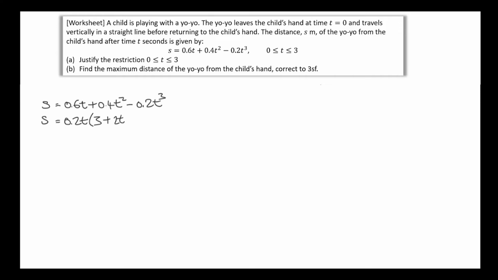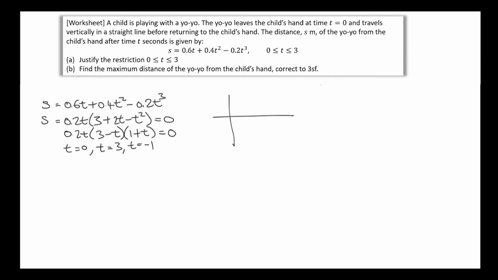So, just going to start by factorizing the expression we have here. I'm taking out 0.2t. That leaves me with 3 plus 2t minus t squared in the bracket. Something I can factorize in my head. We get 3 minus t and 1 plus t as factors. And that leads to some roots. The roots here are t equals 0, t equals 3, t equals negative 1. Okay, so what does this look like on a diagram? Just going to mark off the x-intercepts of these roots, and there's the sketch that I have of this function.